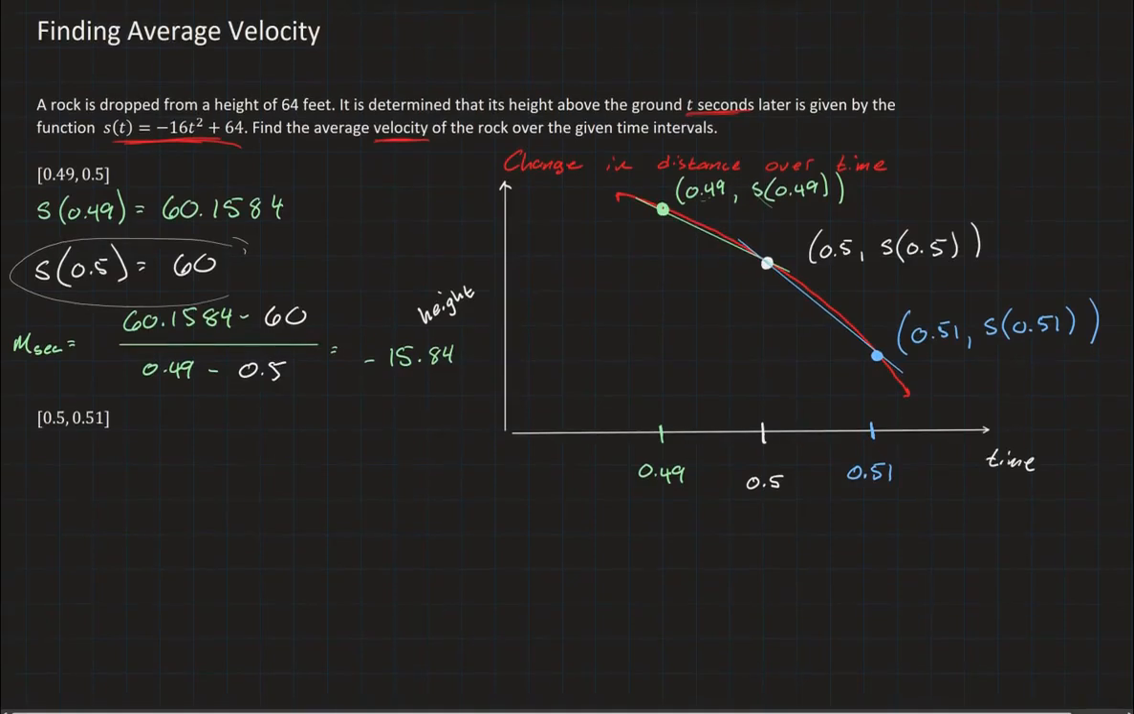And this value has units attached to it. Again, velocity is the change in distance over time. In this case, our function measures distance in feet. So this is going to be feet per second. This is the average velocity, so we're falling at a rate that's negative because we're dropping at a rate of about 15.84 feet per second in that time interval.